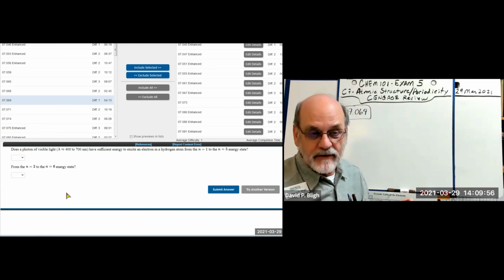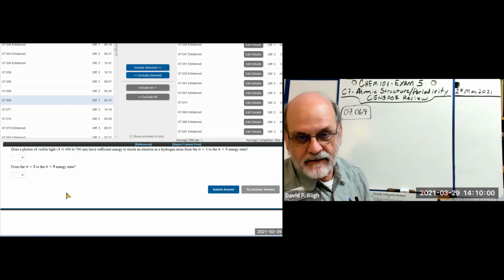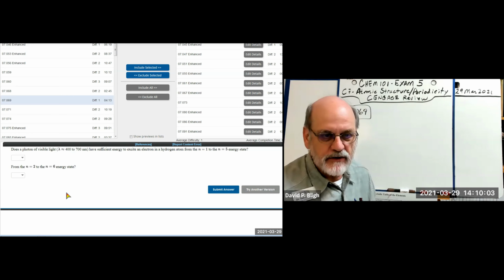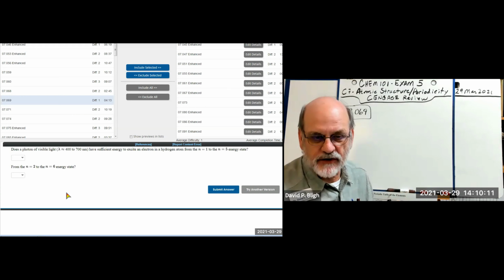What information are we given? Well, let's just read the whole thing through, and then we'll decide. Question and information given. Does a photon of visible light, wavelength between 400 and 700 nanometers, have sufficient energy to excite an electron in a hydrogen atom from the n equals 1 to the n equals 5 energy state? And then the second question is, does it have enough energy to go from n equals 2 to n equals 6?